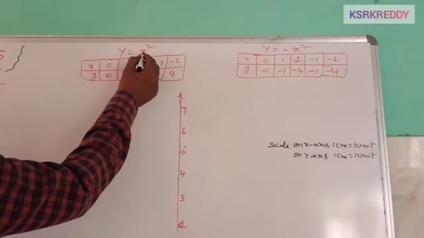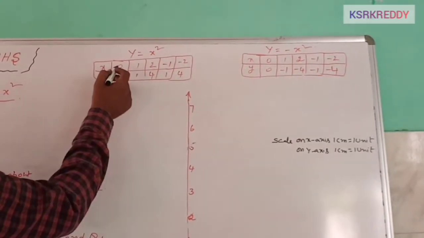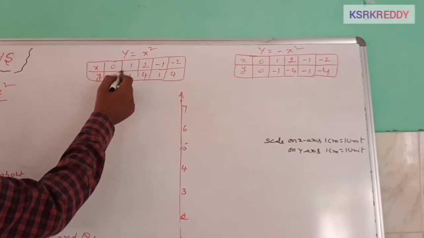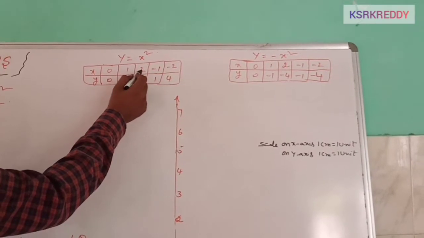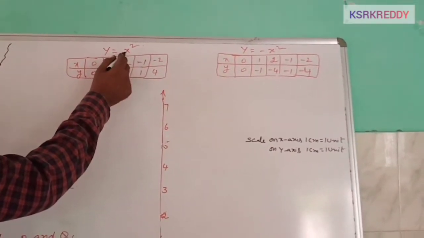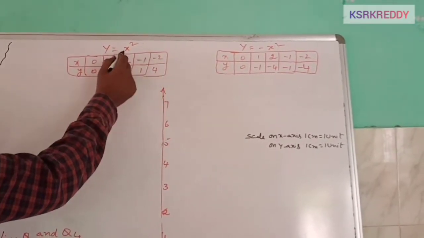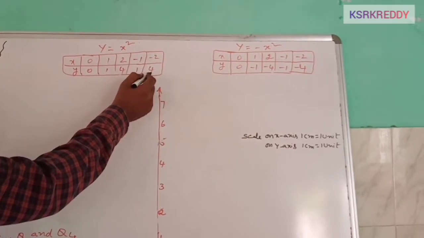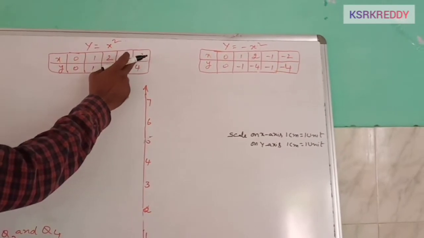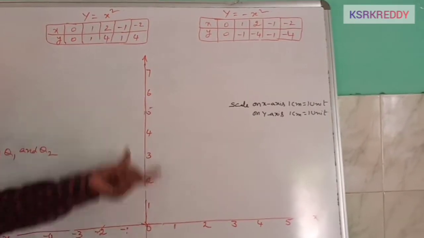Take y equal mx square with m equal to 1, so y equal x square. For example, x comma y: x is 0, y is also 0. x is 1, y is 1. x is 2, 2 square is 4. x is minus 1, whole square equals plus 1. x is minus 2, whole square, gives y equal 4. So the points are 0 comma 0, 1 comma 1, 2 comma 4, minus 1 comma 1, minus 2 comma 4. These points are marked on graph sheet and joined with a smooth curve.